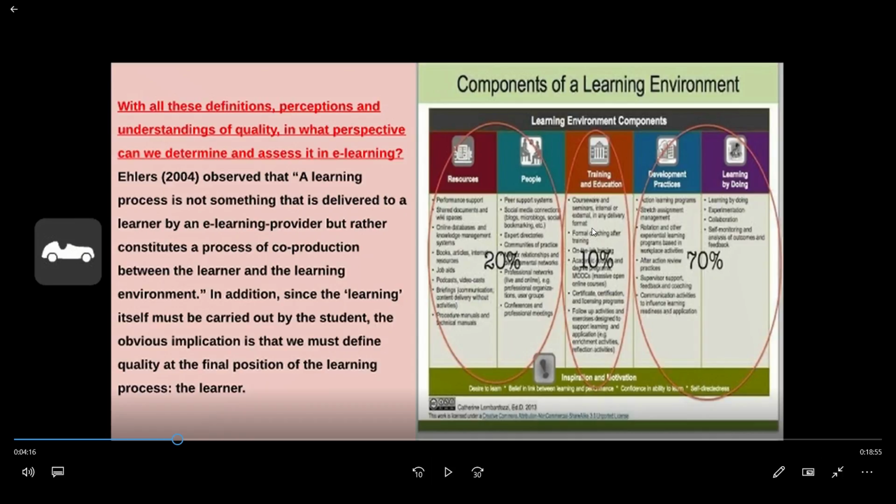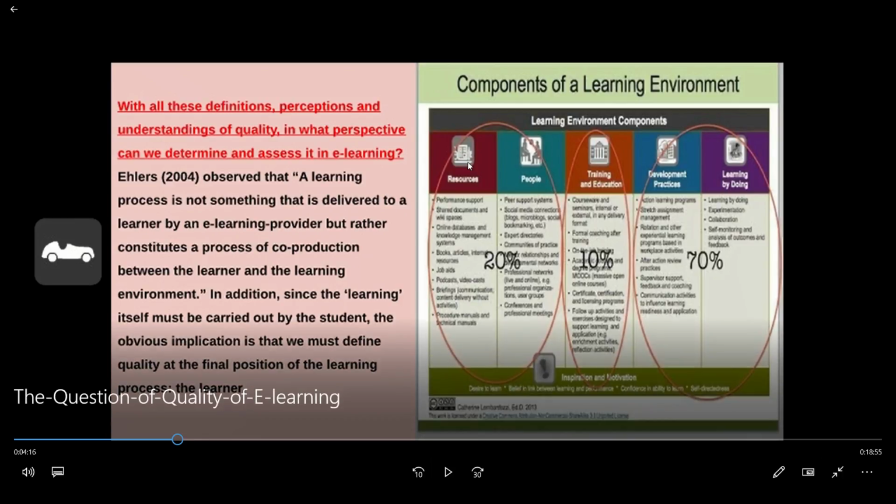The other principle in this learning object is the spatial continuity principle, which says words and pictures should be close. For example, on this page alone, when we consider the components of a learning environment, you can see resources and the graphic for resources. We have people here with graphics. You can see training and education with a graphic, a kind of school there.